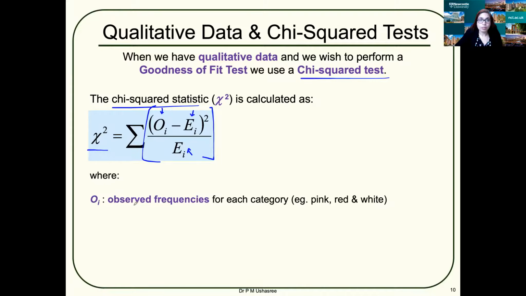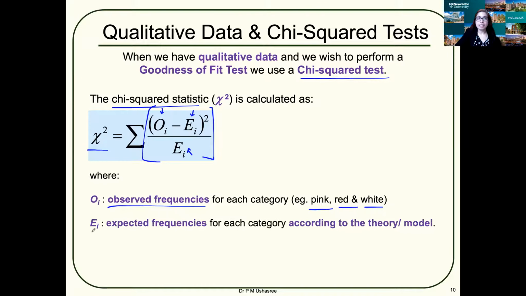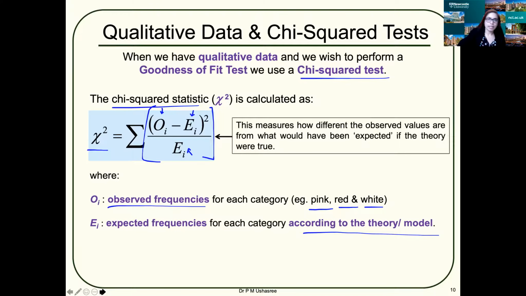So O is the observed frequency for each category. How many pink flowers are there? How many red flowers? How many white flowers? And E is the expected frequency for each category according to the theory or model. One more important thing: this measures how different the observed values are from what would have been expected if the theory were true.